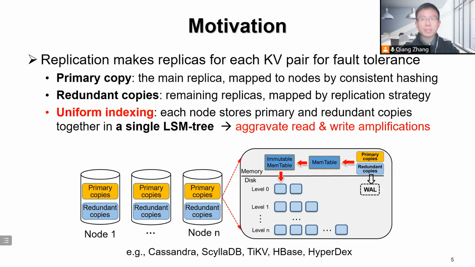However, existing distributed key-value stores simply store all replicas together in a single LSM-tree for each node. We call this uniform indexing. It is easy to implement, but aggravates both write and read amplifications because there are more compactions and more data to search during write and read for uniform indexing.